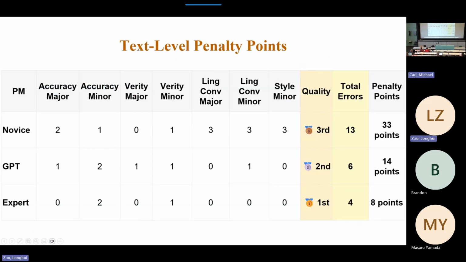Brandon also assigned each error a severity level, either major or minor, with major errors weighted at 5 points and minor errors weighted at 1 point. This allowed us to calculate the total penalty points for each translation. As expected, the expert got the least penalty points, 8 points across 4 total errors, and the GPT's translation came in second with 14 penalty points across 6 errors. And the novice translation had the highest penalty points, 33 points from 13 errors, indicating the lowest translation quality overall.